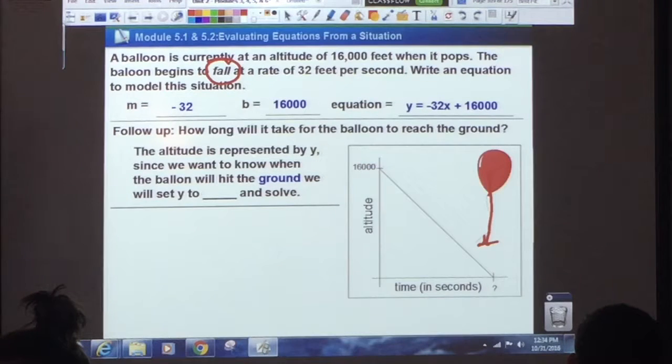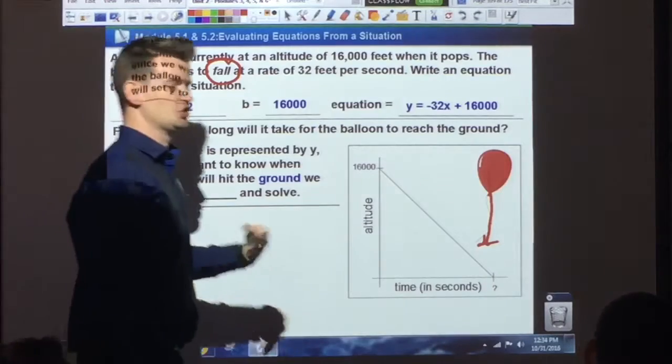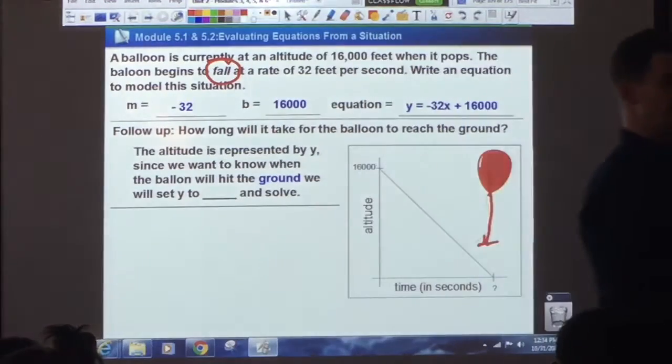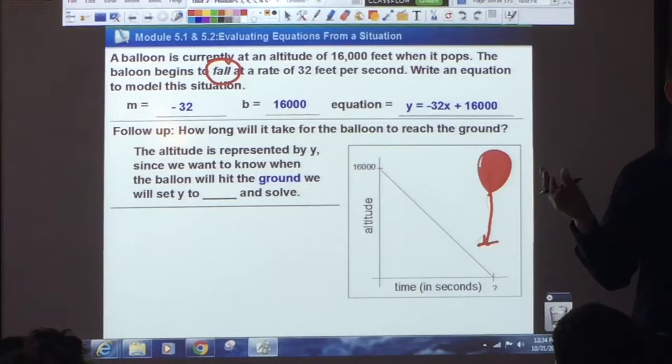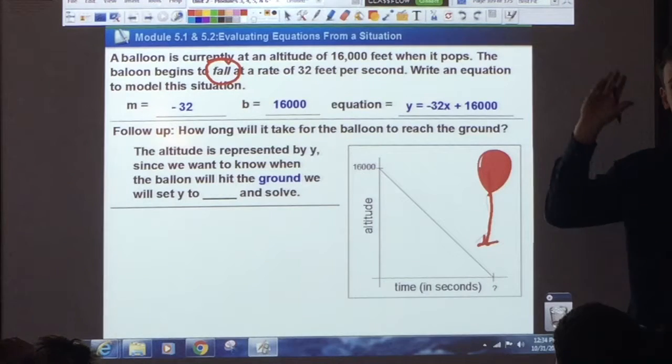Don't worry. Because everyone gets this wrong. Every year, every class, they miss the same thing. Falls at a rate of 32 feet per second. Just like the question on your exam or the practice test. When the tub drains, what does drains mean? Positive or negative? Negative. You have to read the whole question.